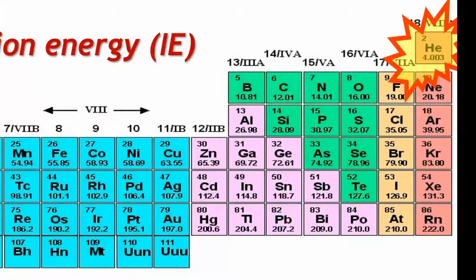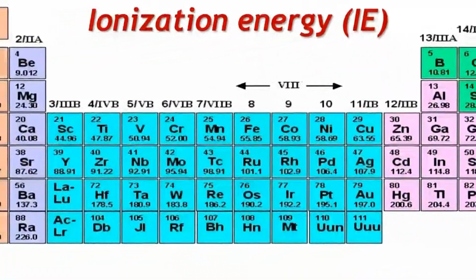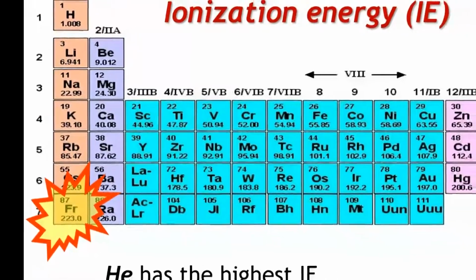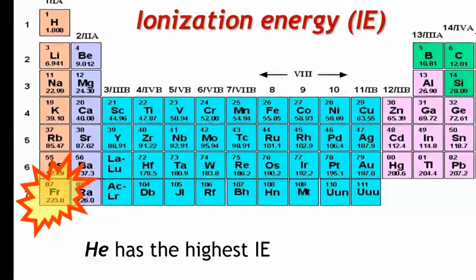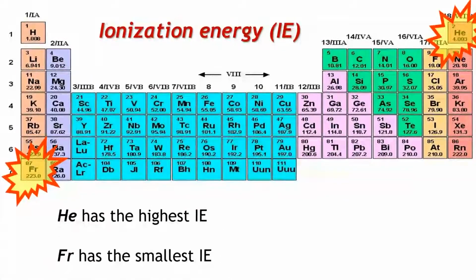So if helium is at the very top right, where would we find the item with the lowest ionization energy, which is just to say the easiest one to strip an electron from? Why, we'd find it in the far opposite corner with francium. Francium has the smallest ionization energy. To put it another way, this is something that increases as you go left to right, and it increases as you go up a group.